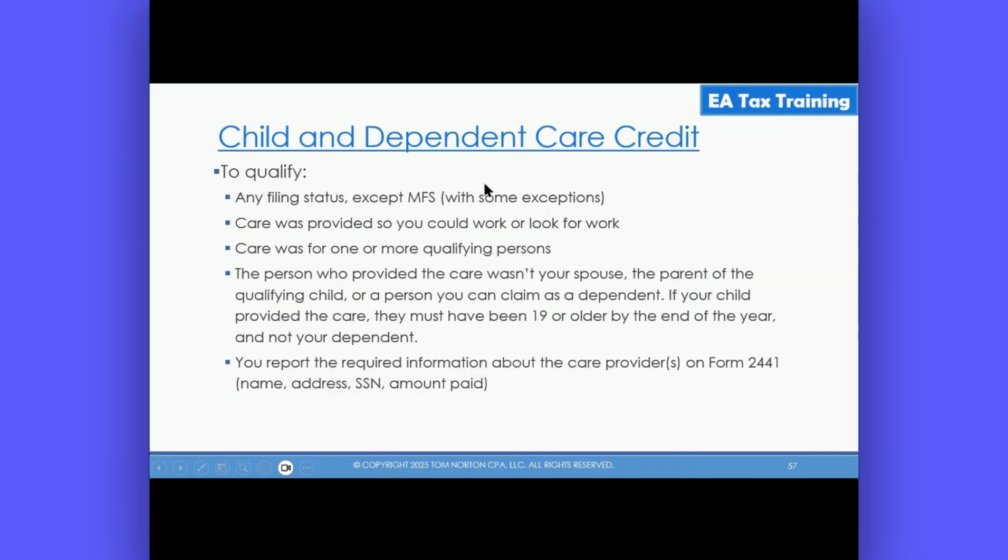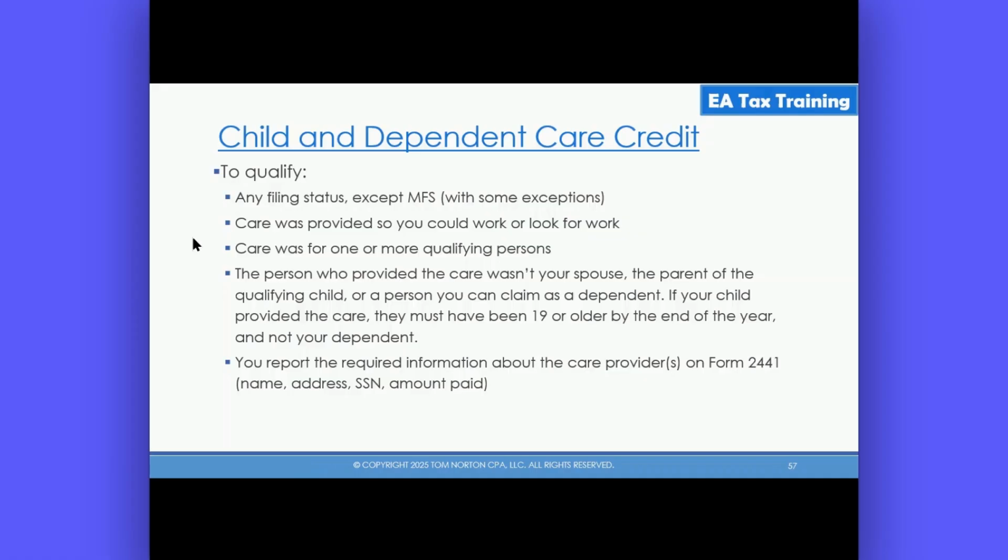In order to qualify for this credit, this is what the taxpayer has to have. So we talked about qualifying children and qualifying dependents, but this is who qualifies to actually take the credit. They can have any filing status except married filing separately, but there are some exceptions even to that. The care had to be provided so you could work or look for work. I think that's the third time we've said it has to be so you can work or look for work. That's probably important for the exam.